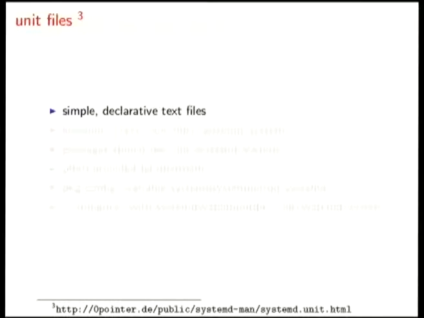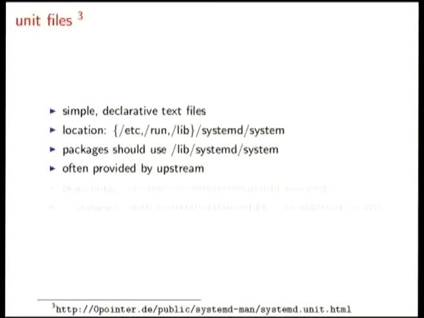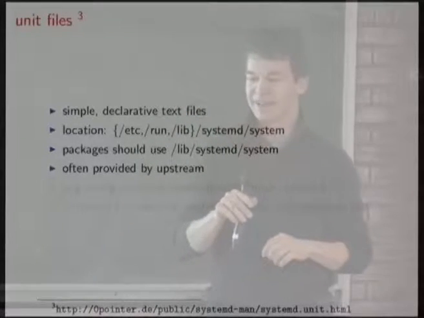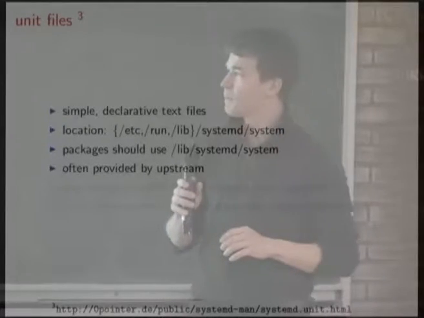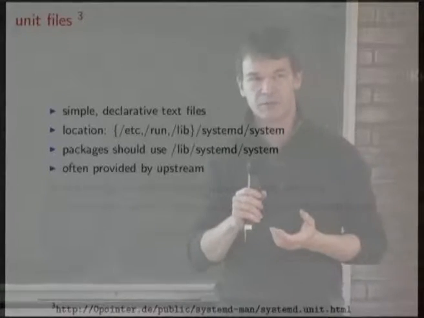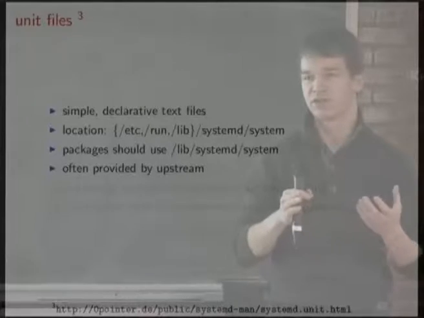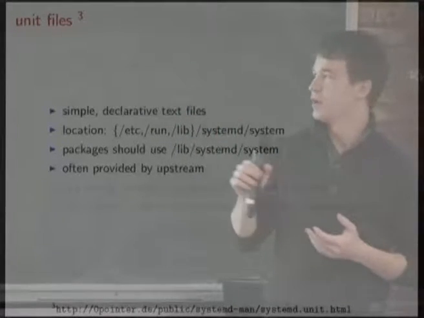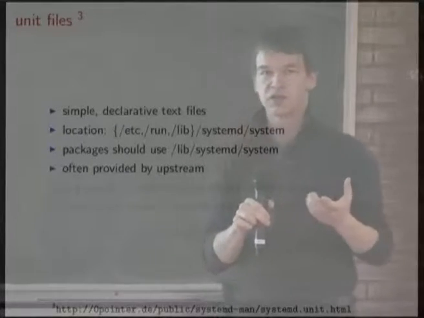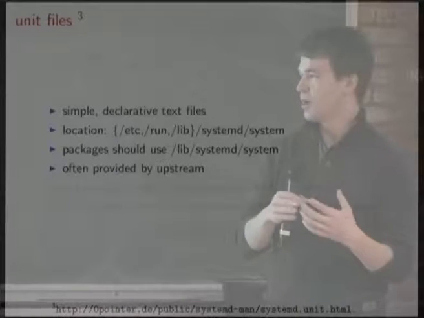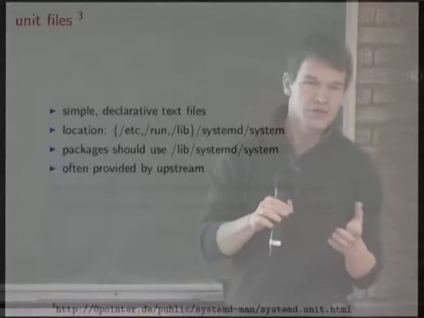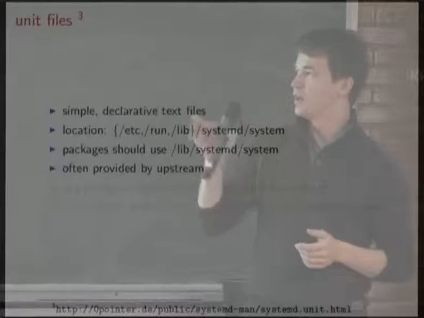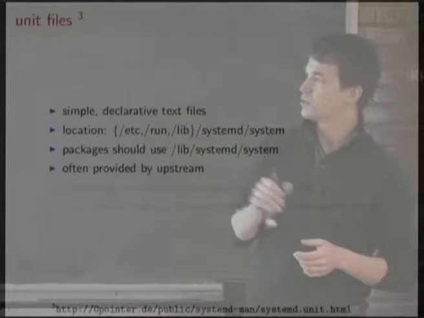So unit files are simple declarative text files. This point is important, because I think it's been talked about on debian-devel for a while: the override mechanism, which is used more and more in packages. The idea here is that the package ships its default configuration file under /lib or /usr/lib. If you have to change it dynamically by some kind of dynamic mechanism, you put that in /run. And otherwise, if an administrator has to override a unit file, a service file, or anything, he puts it in /etc. There are corresponding directories where you put that.